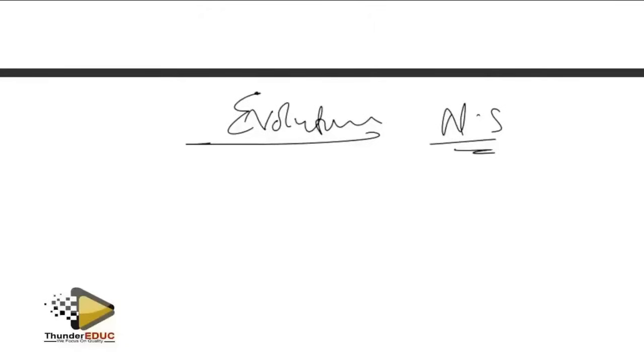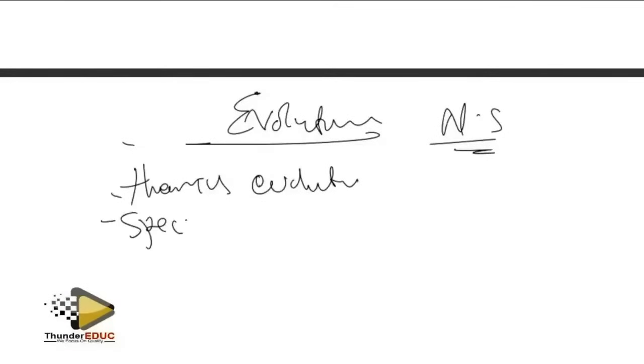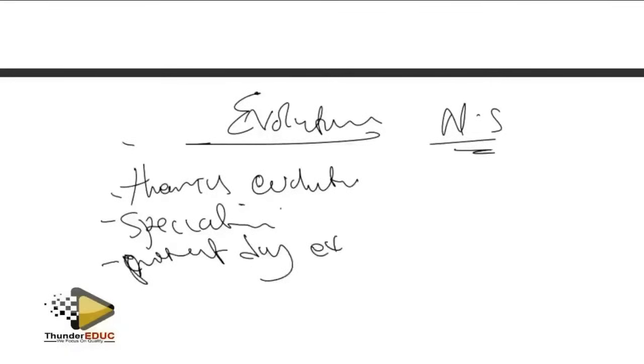Before I go there, I think this one is a little bit clear. The 6-mark or 7-mark questions are going to come from here. Number one, theories of evolution. Number two, Lamarckism or Darwinism. Number three, speciation. Number four, present day evolution. You can't go to the paper without these, because these are six marks each.